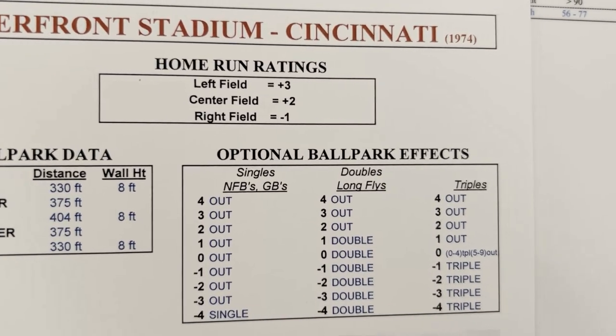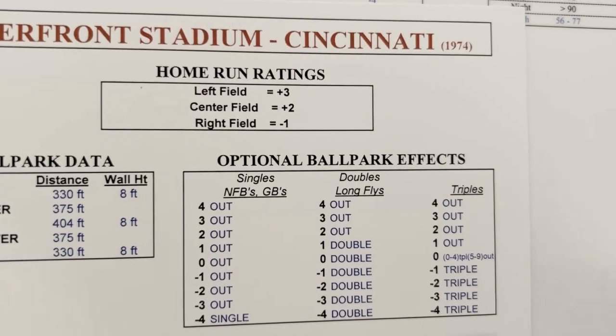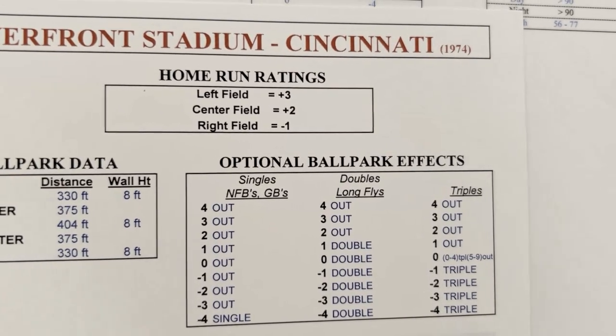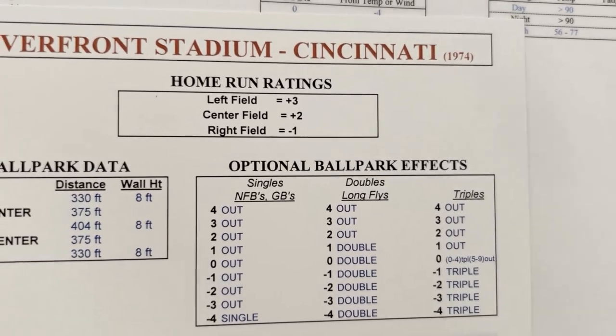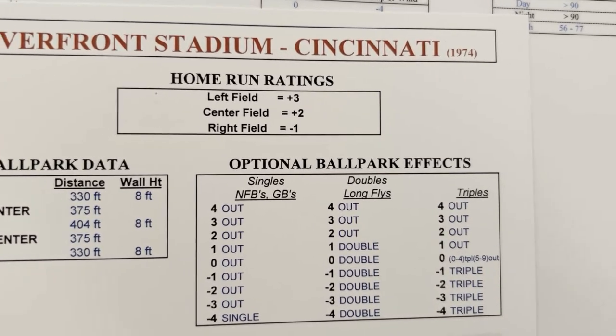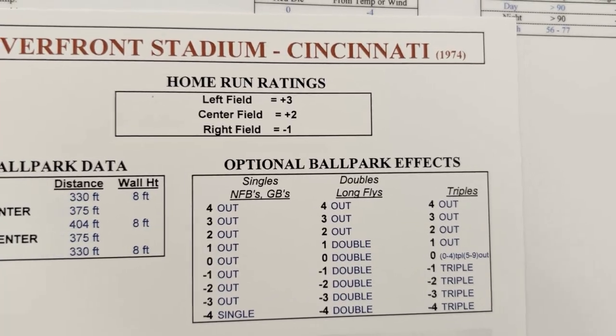The wind effect, when it's hit to left or to right, or when the wind is coming in or out from left or right, it doesn't impact the other fields. It only impacts the field that is of note there. So in this case, right field becomes +1.